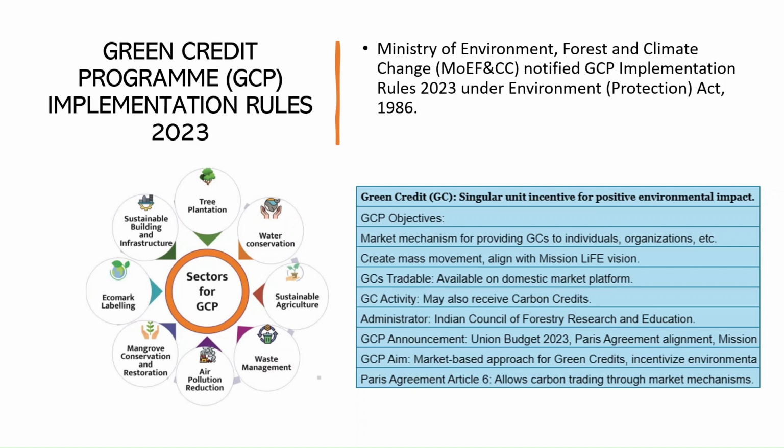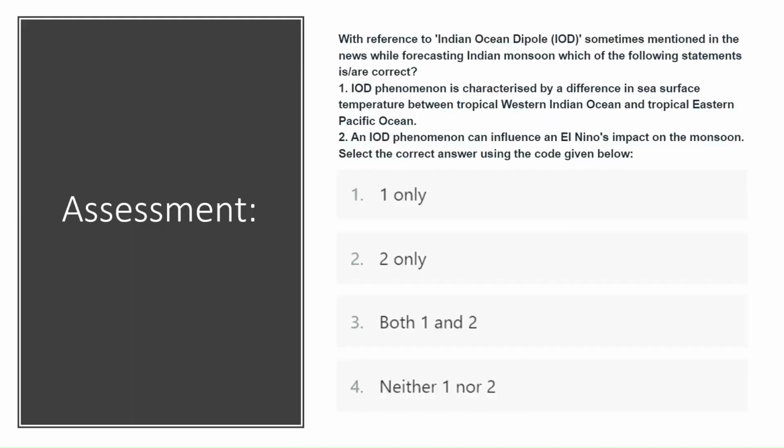So that sums up our discussion on topics related to environment and ecology. Now let's solve certain previous year questions from these topics. The first question says, with reference to the Indian Ocean Dipole, sometimes mentioned in the news while forecasting the Indian monsoon, which of the following statements is or are correct? Statement 1: IOD phenomena is characterized by a difference in sea surface temperature between the tropical Western Indian Ocean and the tropical Eastern Pacific Ocean. Statement 2: IOD phenomena can influence an El Niño's impact on the monsoon.